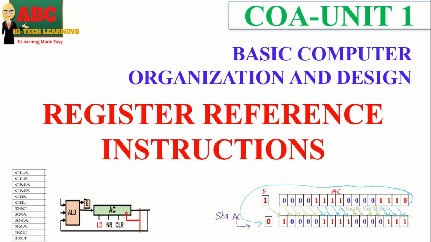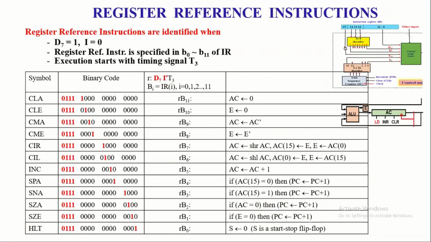Hello viewers, in this video we are going to learn about register reference instructions, execution in an instruction cycle. Register reference instructions, for performing any of their operations, take only the content from the accumulator or extended bit, or else both the accumulator and extended bit. And after performing the operation, they store the result either in extended bit or in accumulator or in both.